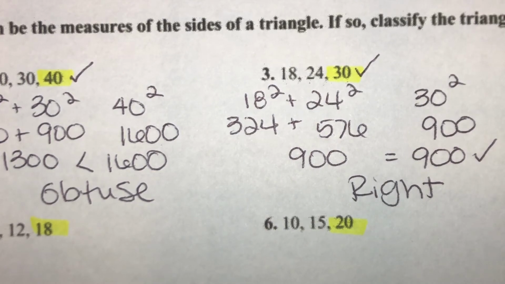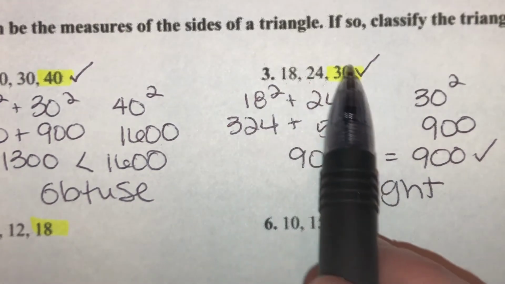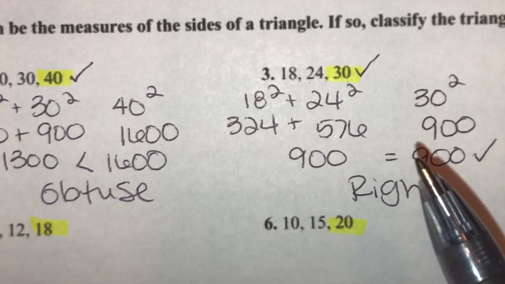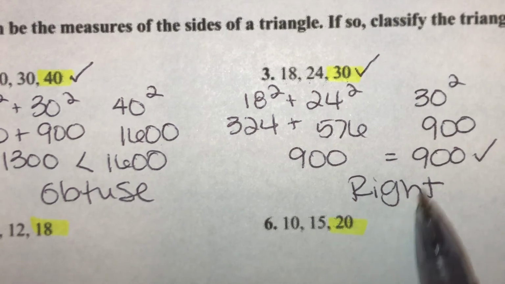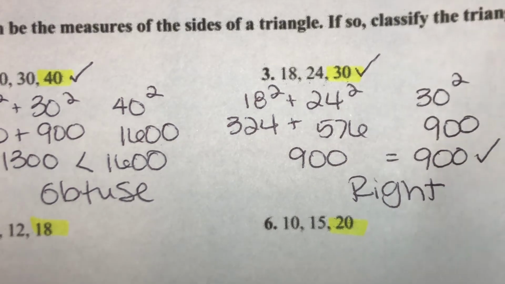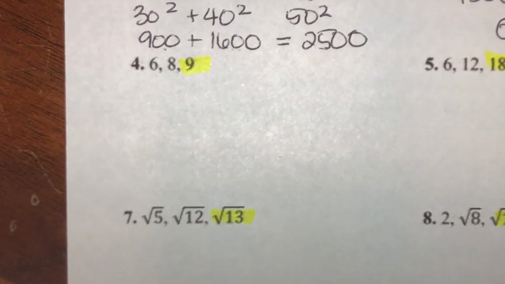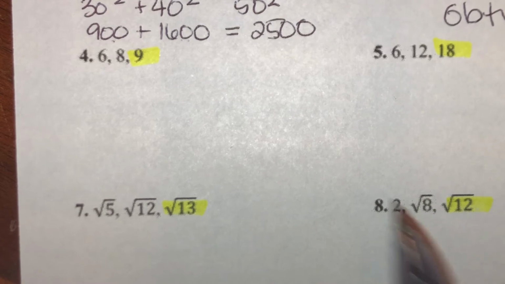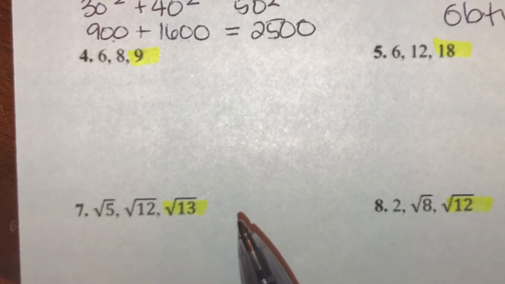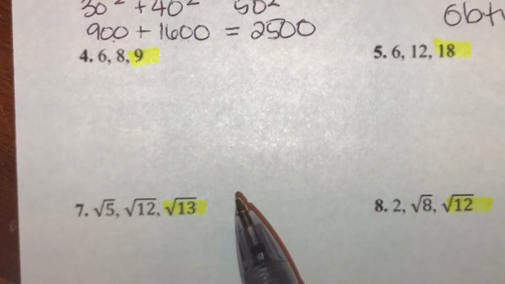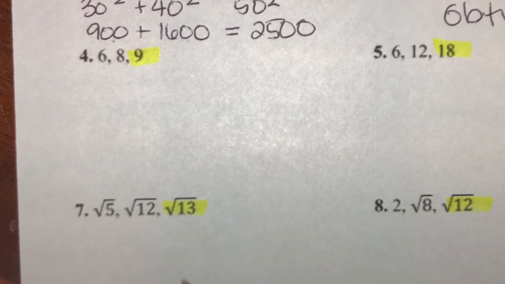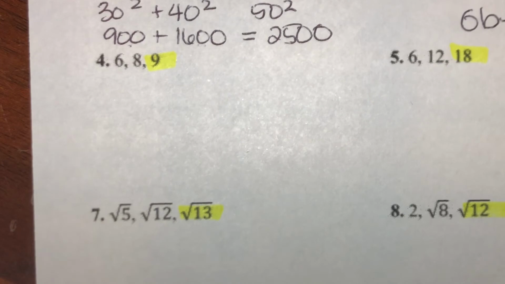Okay, hopefully this is making sense. So we're doing 2 things. We're making sure that the 3 sides can be sides of a triangle, that mathematically that works. And also we're classifying it by the type of triangle. So is it right, is it acute, or is it obtuse? Remember, an acute triangle is a triangle where all three angles are less than 90. An obtuse triangle has one angle that's greater than 90, right? And then of course a right triangle has one angle that's exactly 90.